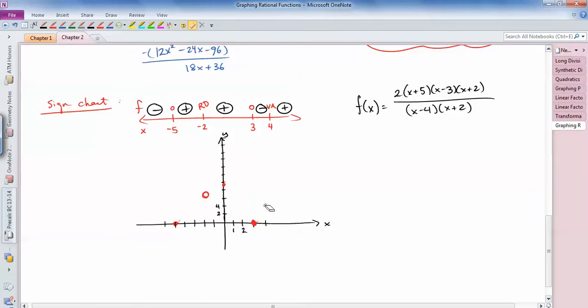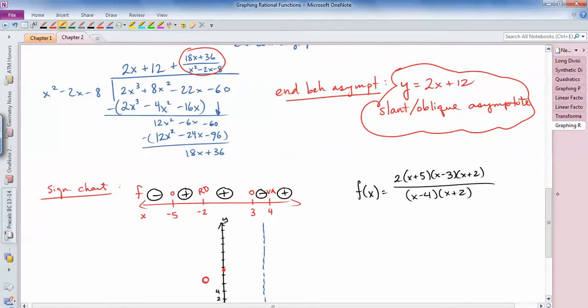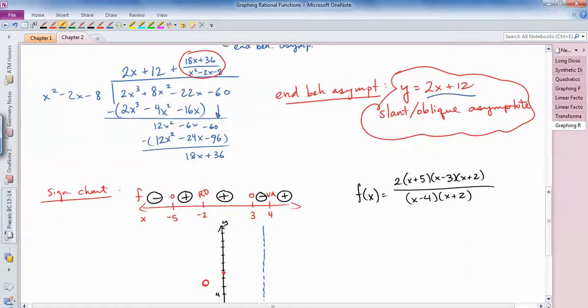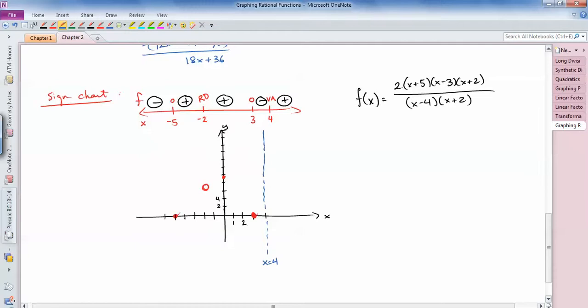Actually, let me do the asymptotes in a different color. So here's x equals 4. And then I have that end behavior asymptote, that slant asymptote of 2x plus 12 right here. So 2x plus 12, I'm going to start 2, 4, 6, 8, 10, 12. And then it's a slope of 2. So it's up 2 over 1, up 2 over 1. If you figured out what happens when y is 0, remember that slant asymptote is 2x plus 12. So if y is 0, then x ends up being negative 6. So then I know that it'll cut through there too.